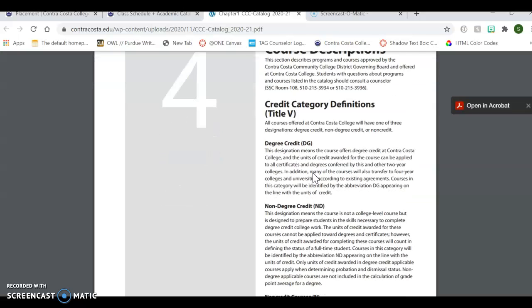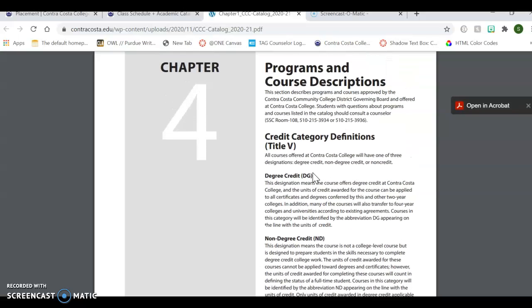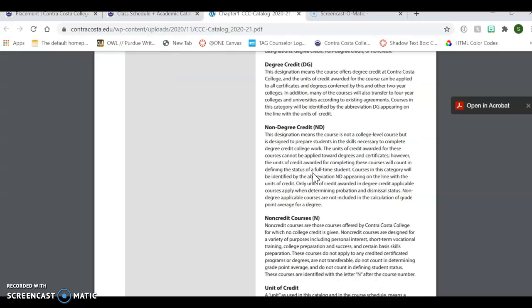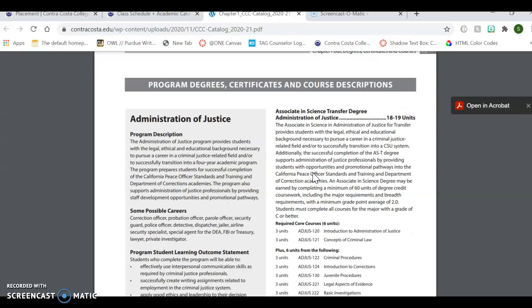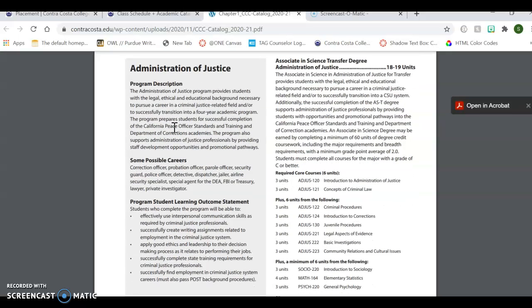The next piece that I really want to get into, that I think is very helpful for students, is chapter 4, the programs and course descriptions. Programs meaning what are our degrees and certificates at Contra Costa College? And what can you do with these particular degrees and programs? They're listed in alphabetical order, the first one being Administration of Justice. This is a program that's very common for students who are interested in becoming police officers, but not only that, also lawyers, working in social services, people interested in history, philosophy. There's a lot of overlap there.